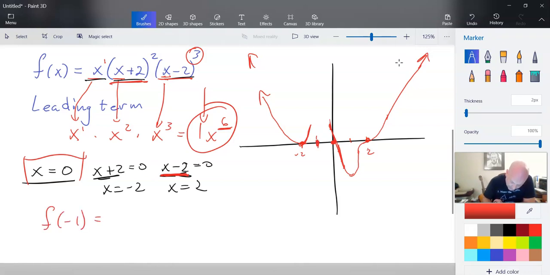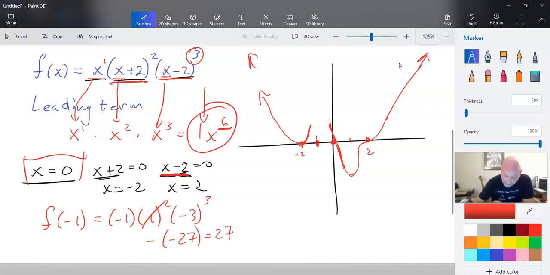F of -1 would be -1 times 1 squared. Sorry, I'm just plugging this in and doing the math as I go. -1 minus 2 is -3, and that's cubed. So let's see here. So this is that. Basically, that goes away. That's just a negative. This is going to be -27. And negative, negative, that makes it 27. So that does blast way up there. So this thing goes way up there, and then it comes right back down. There's a turnaround point way up here at 27.